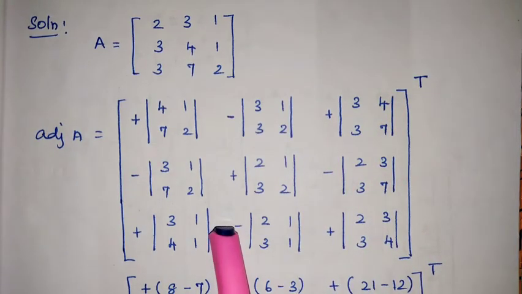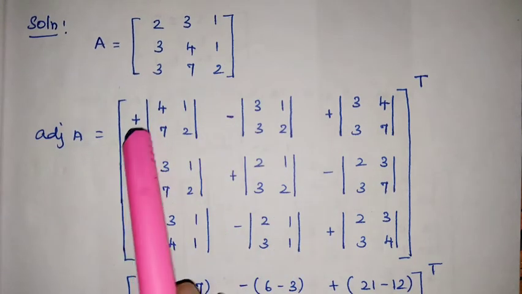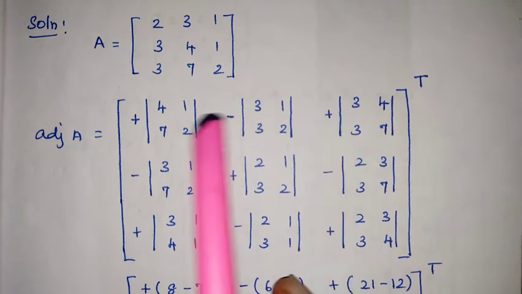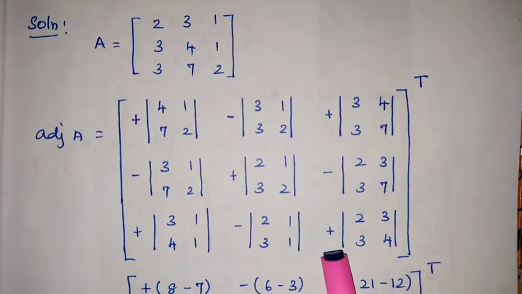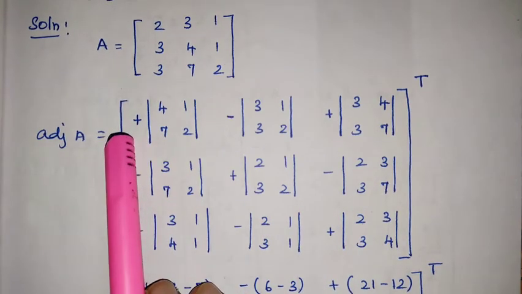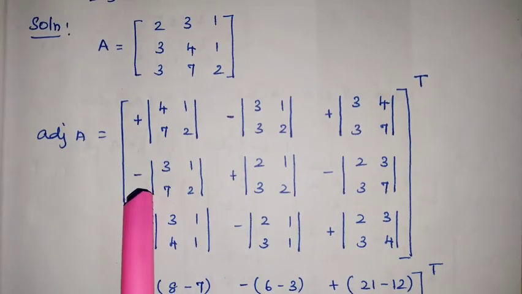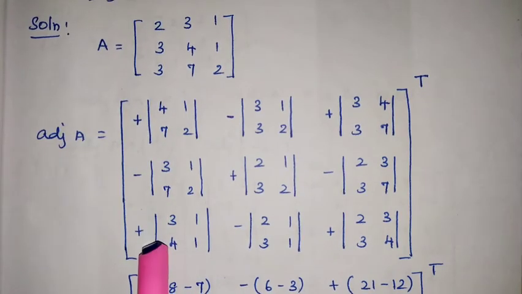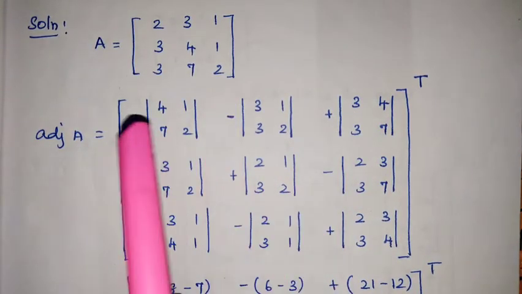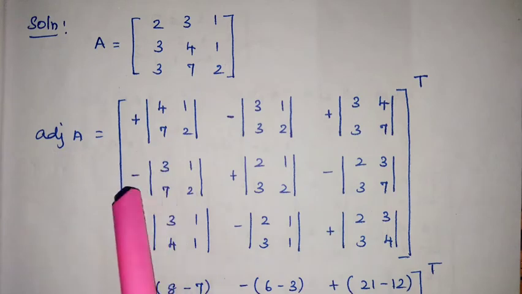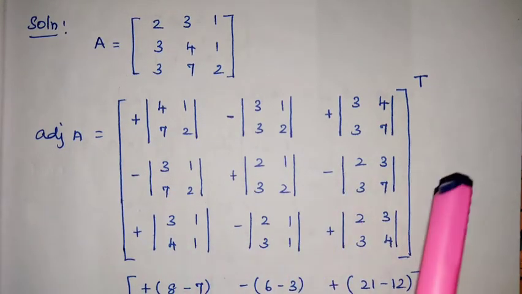How to find the cofactor is very simple. Just remember this sign pattern: plus, minus, plus, minus, plus, minus, plus, minus, plus. Start with plus and go on alternately. Plus means the next is minus, and where there is minus, the next is plus. This order of signs is very important. So keep this in mind.